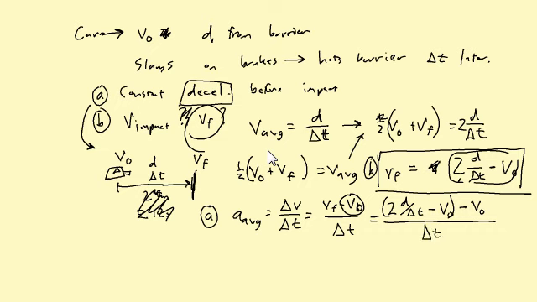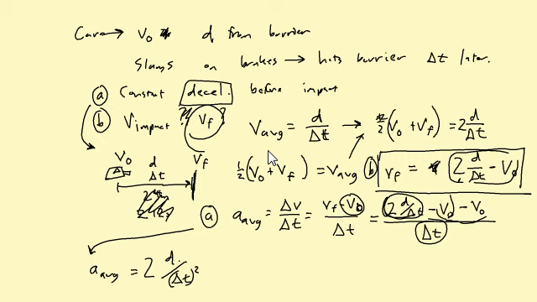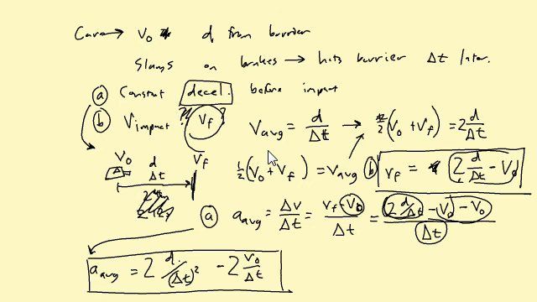And so then we can take this over and say the average acceleration is, let's see, 2d over delta t divided by delta t equals 2d divided by delta t squared. Is that right? Yeah, it is. Okay. And then this is going to be minus v naught minus 2 v naught over delta t. That supposedly is going to be our average acceleration.